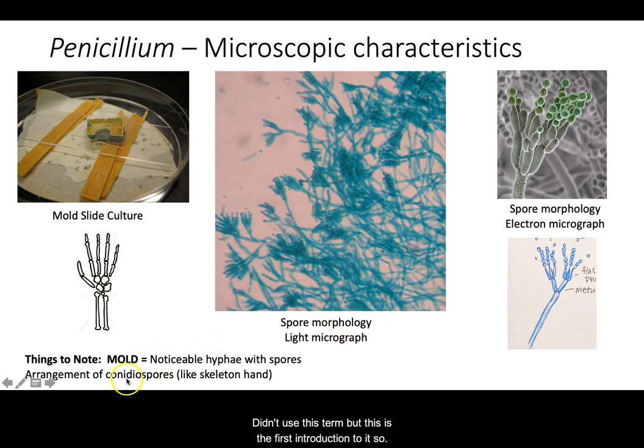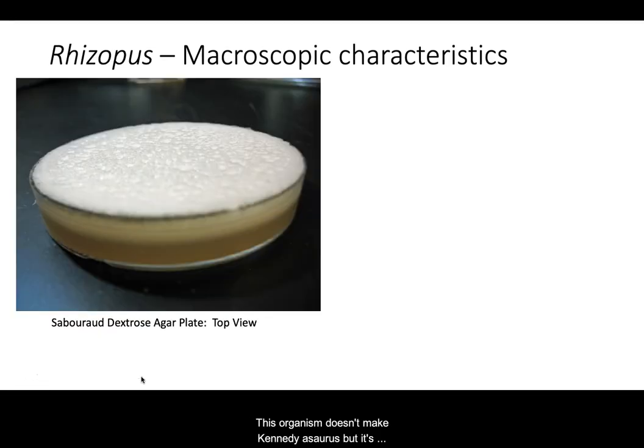I didn't use this term before, but this is the first introduction to it. When a mold makes a spore at the end of hyphae and it's not contained within any larger sac-like structure, these are called conidiospores. Both the first organism, Aspergillus, and the second, Penicillium, make spores in the format that we call a conidiospore. We're going to contrast that with the next mold species that does it a little bit differently. Rhizopus doesn't make conidiospores, but it's going to make another form that we'll see momentarily.